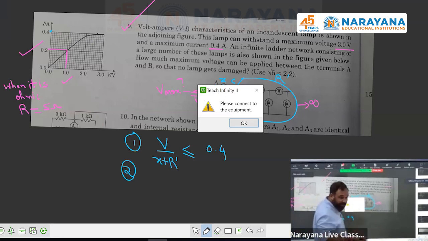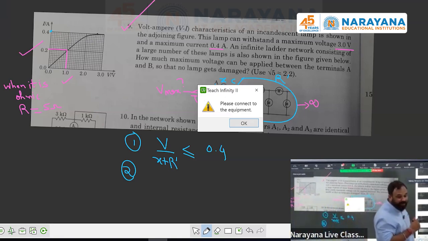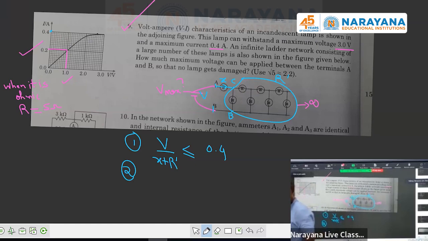Ohm's law will apply at every instant, that is why I wrote X, because I don't know the value of X. At every instant V equals IR. The point is I don't know whether R is constant or not, that's why I said it has some value X, and that X will be pertaining to the slope. I don't know the value of X here, but that inequality of 0.4 is coming.